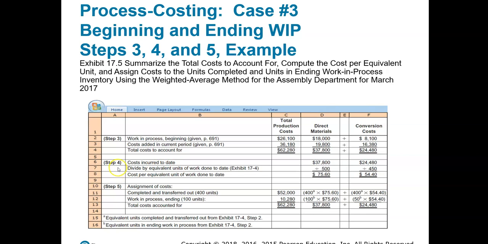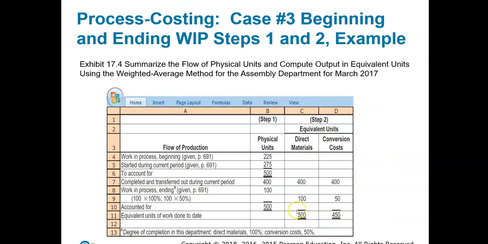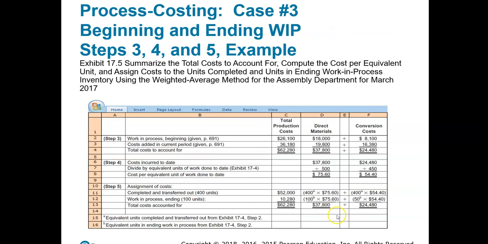Now, in step 4, I am going to take my costs incurred to date, these amounts right up here, and divide that by the equivalent units of work done to date, which we computed right here. We want the total equivalent units of work done to date, not just those completed and transferred out, because we don't want to get a total cost of just those. So I take my total cost incurred to date divided by the equivalent units of work done to date, and that gives me my cost per equivalent unit.